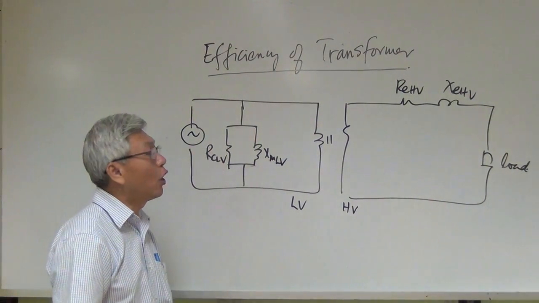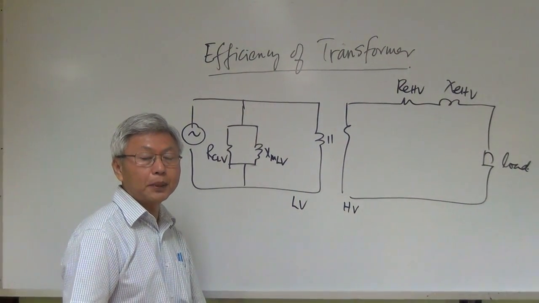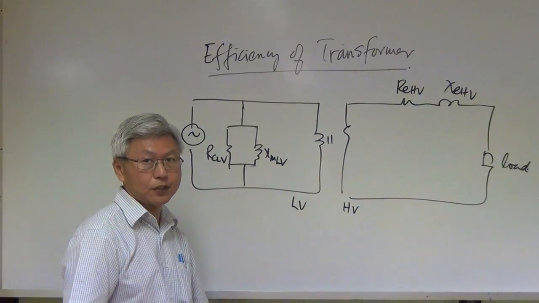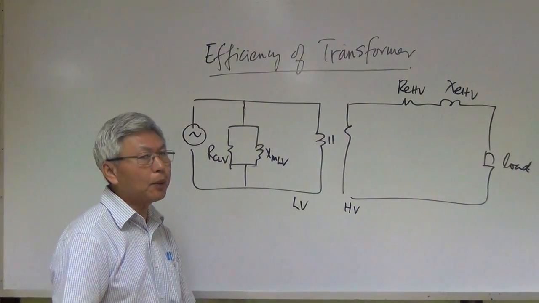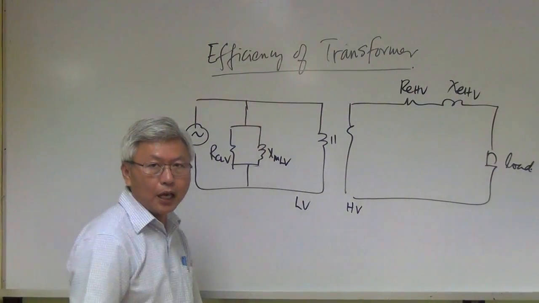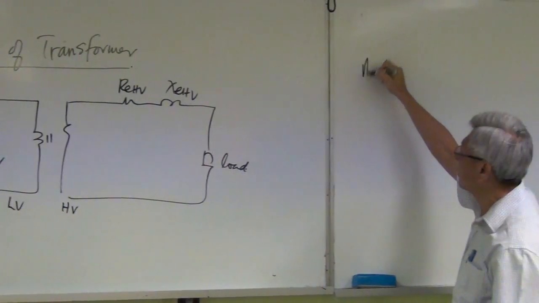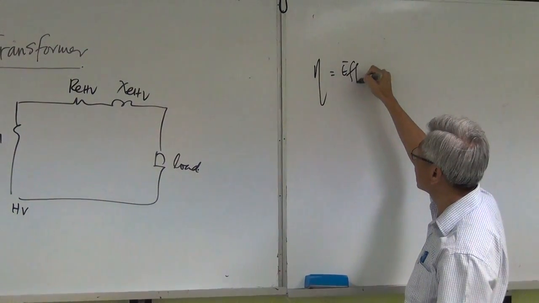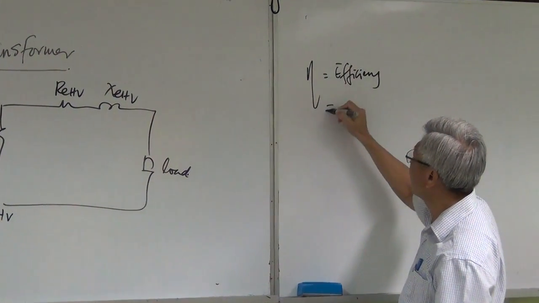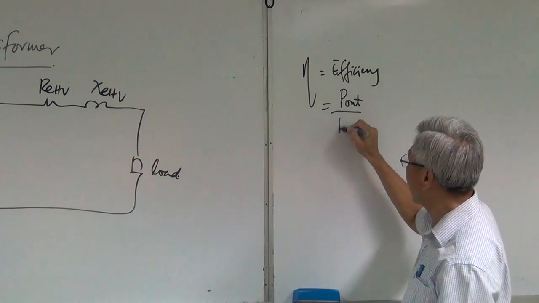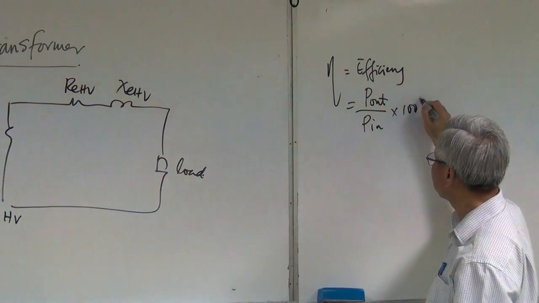We will carry on with the next section of the transformer, and that is called the efficiency of the transformer. Now when we talk about efficiency, if you recall, efficiency in electrical engineering is always about efficiency. This is the symbol for efficiency. It's always about output divided by input times 100%.